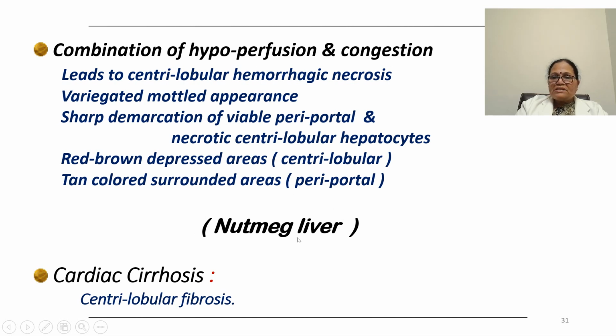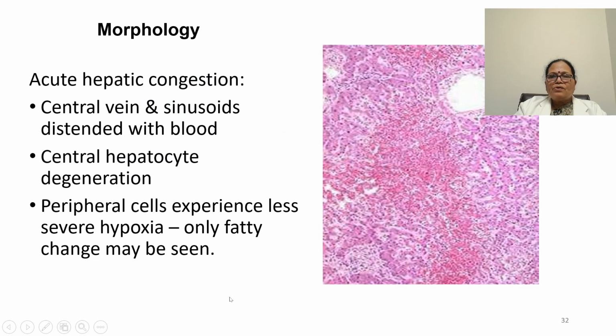What is a nutmeg? This was a nut which was used in the paan by our grandmothers. They used to crack the nut and then use it along with the betel leaf. Okay. Then cardiac cirrhosis is because of centrilobular fibrosis. Is it clear?